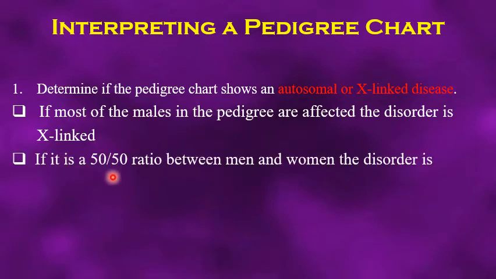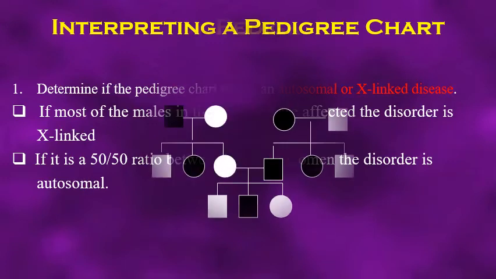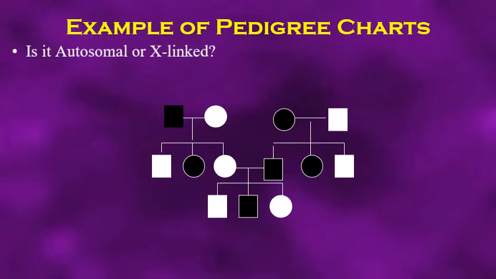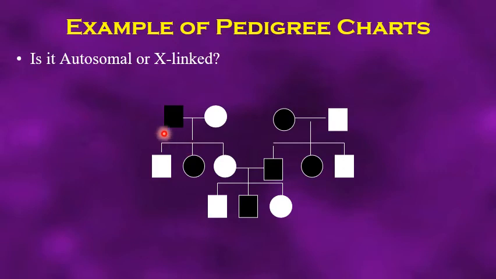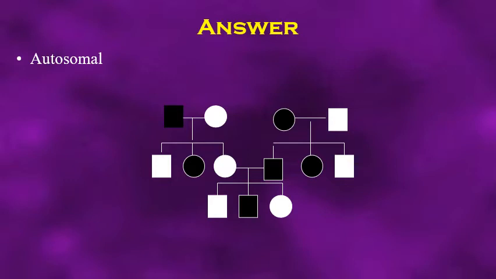If it is a 50-50 ratio between men and women, the disorder is autosomal. أما إذا كان نصف الذكور ونصف الإناث مصابة فيعني ذلك بأنها غير متأثرة بالجنس، أي محمولة على الكروموسومات الجسمية أو autosomal. For example, in this pedigree, is it autosomal or X-linked? We can see equality between male and female. That means this pedigree is autosomal.